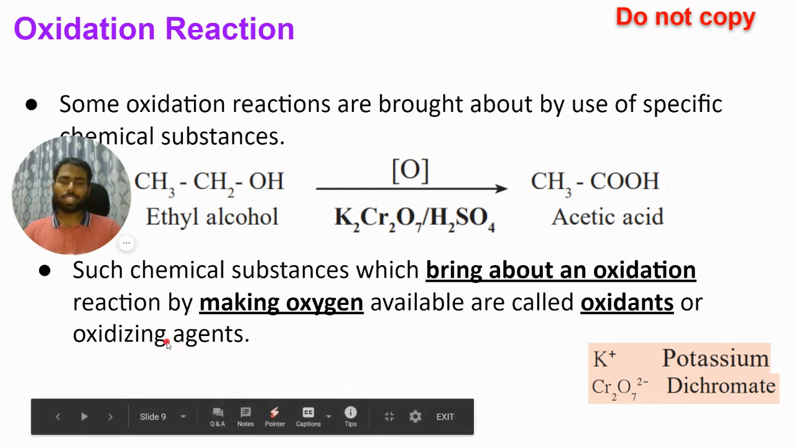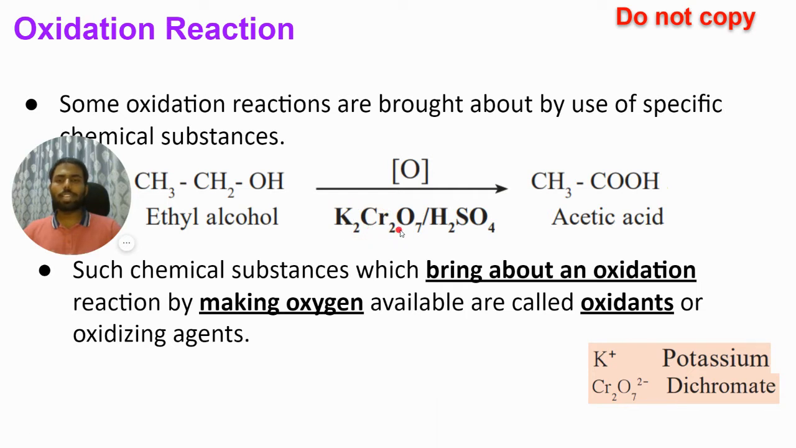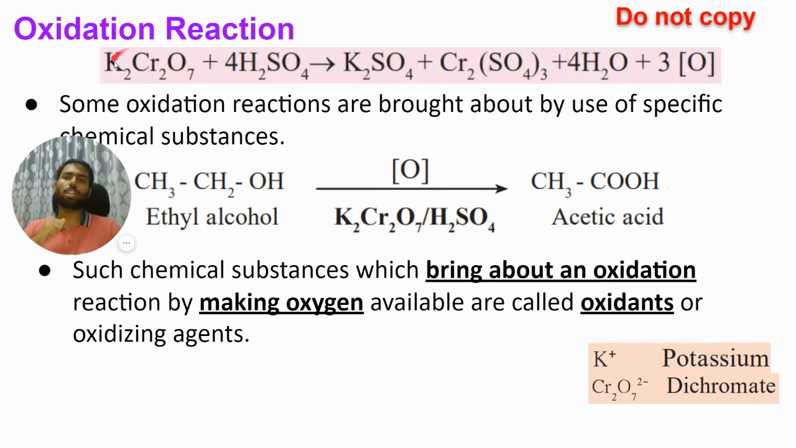Okay, one question remains: acidic solution of potassium dichromate की वजह से ऐसा क्या होता है कि ऑक्सीजन जो O2 फॉर्म में होता है वो सिंगल O बन जाता है. So the reaction is this. Okay, when potassium dichromate reacts with sulfuric acid, this is the reaction which takes place, and because of this reaction you get three individual oxygen atoms, and that oxygen atom can then combine with ethyl alcohol to give you acetic acid.